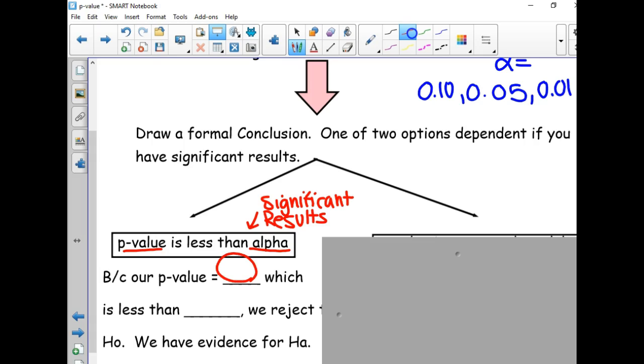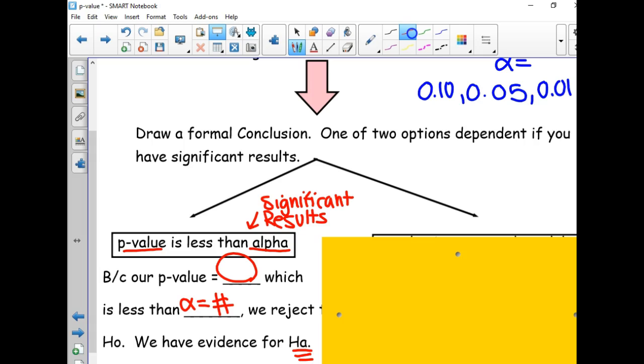Okay, which is less than whatever the alpha is set at, and I will give you what that alpha is set at. We reject H naught. We have evidence for HA, and I'm going to circle HA or underline it because I want HA in context. That means tell me what HA is. What's the situation? Pause it if you need to, and we're going to go through the other option that might happen.